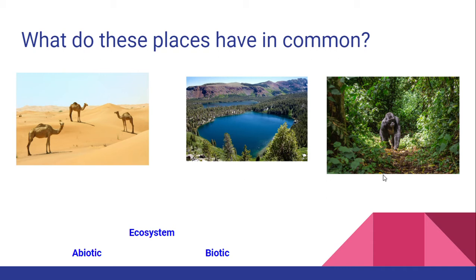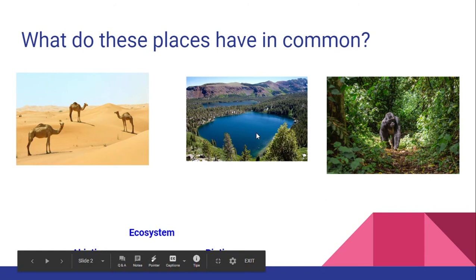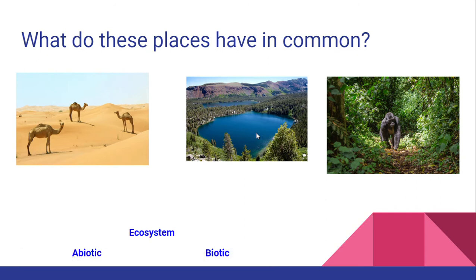So again, an ecosystem has living and non-living things, and there's actually words that scientists use to describe living and non-living things. A living thing, for instance, is called a biotic factor. Biotic basically means it has life. On the other hand, a non-living thing is called abiotic, and it means that it does not have life. So again, an ecosystem needs to have both of these things, and they interact with each other in order to survive.